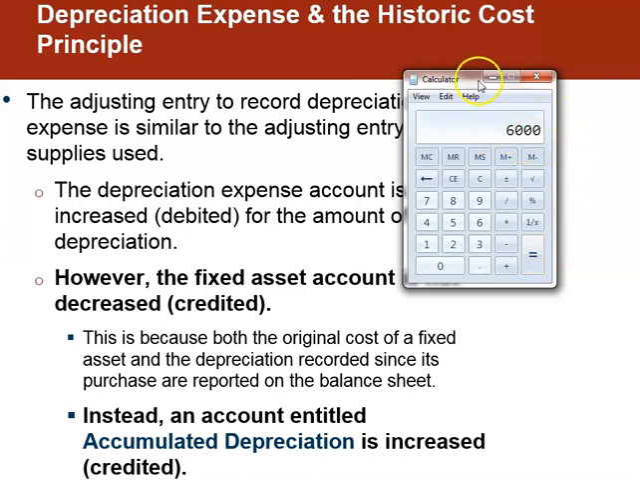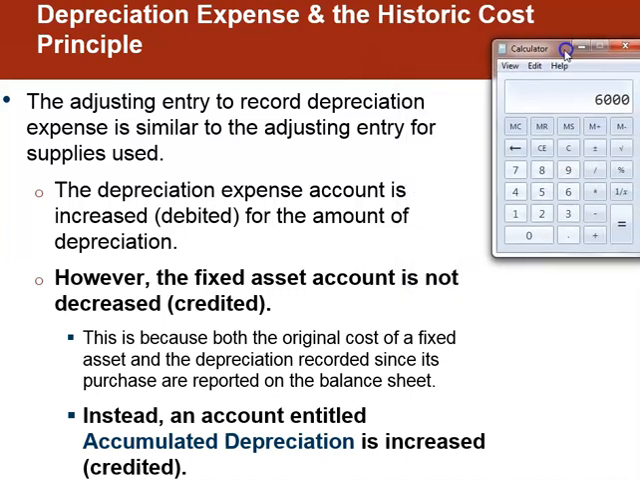year. But our slide is telling us that at the end of 1 year, our asset value on the balance sheet is not 30,000 minus 6,000, which would give us 24,000. It's telling us that our asset value for that vehicle is still 30,000. So how does that work?